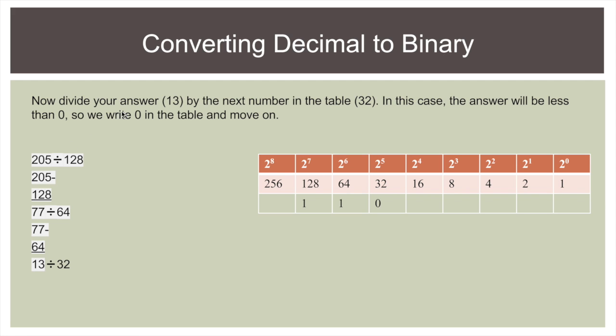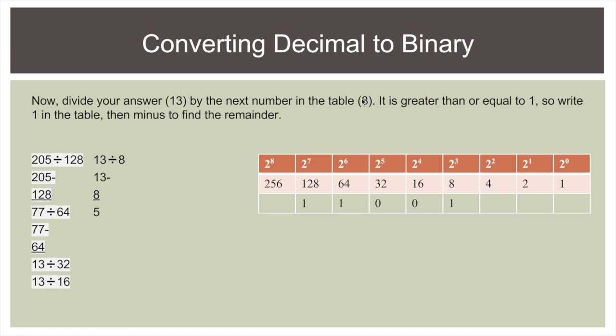So now we divide our answer by the next number on the table. So 13 divided by 32. It doesn't go, so it'll be 0 point something. In this case, we're going to write a 0 and move on to the next step. The next step is dividing 13 by the next number in the table, which is 16. 13 divided by 16 also doesn't go, so we write a 0 and move on.